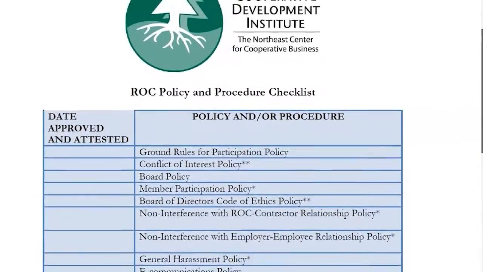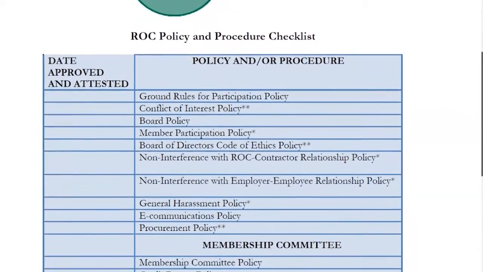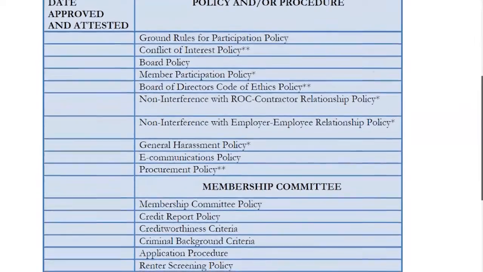Most policies and procedures can be passed by a majority vote of the board of directors. For example, things that can be approved by the board of directors include policies like an e-communications policy, a rules enforcement policy, application procedures and policies, and more. You can find the complete list in your community's policy and procedure checklist provided by your TA.